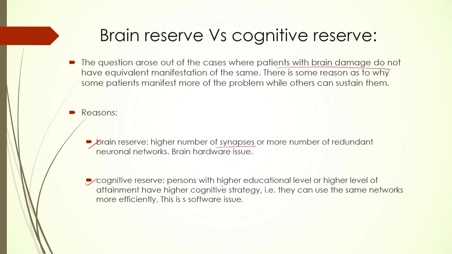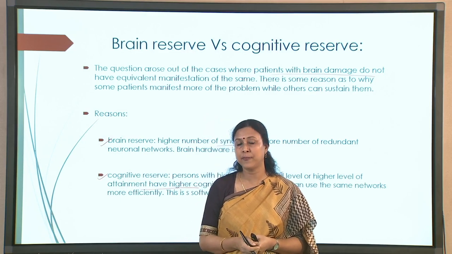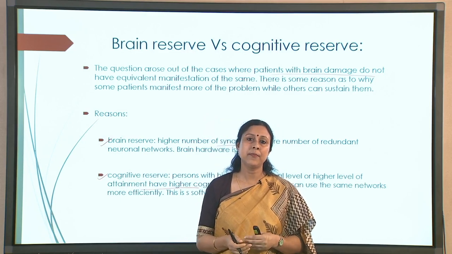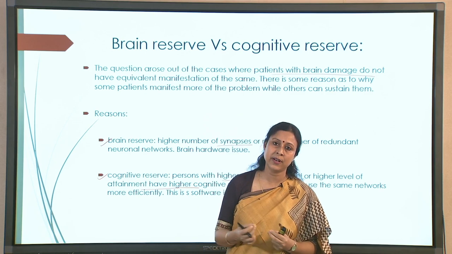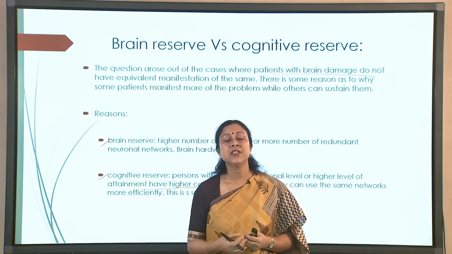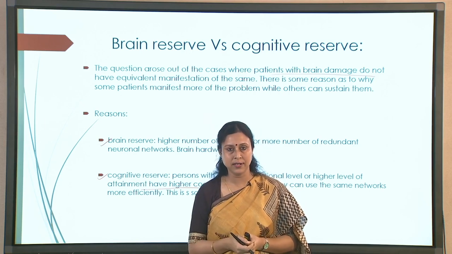So the people with higher educational level or any kind of higher attainment typically are found to have higher cognitive strategies. What this basically means is, this takes us back to the idea of spillover effect. Anybody who goes through their life using their brain to solve challenging cognitive problems, their brains network differently, their neuronal networks fire differently, they have different kinds of connections created, and there are different strategies to solve different problems. So that is what cognitive reserve is all about.